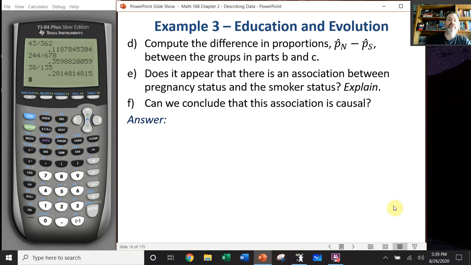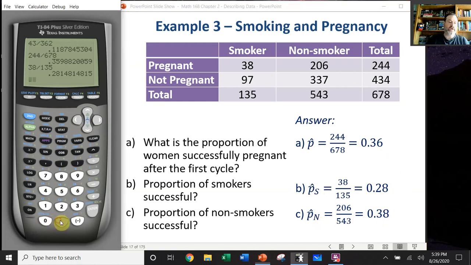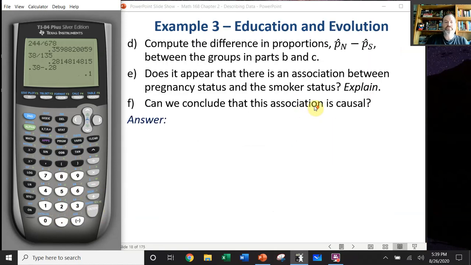Let's see. So the difference in proportions, you can go back here and see, notice it's p hat n minus p hat s, right? So we're just going to go 0.38 minus 0.28, right? We're just subtracting. You'll be told what to subtract when you're doing these problems, okay? Right, so p hat n minus p hat s, 0.38 minus 0.28. And here I rounded to 2 decimal places. So it's 0.1 or 0.10, however you want to put it, it's fine.